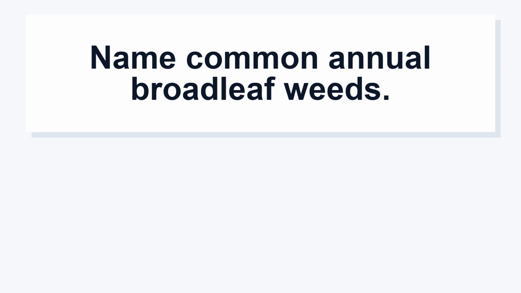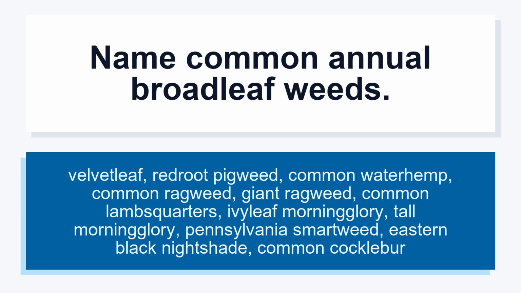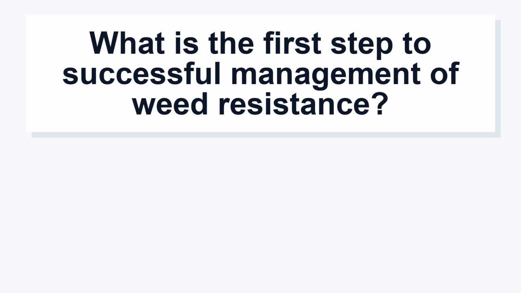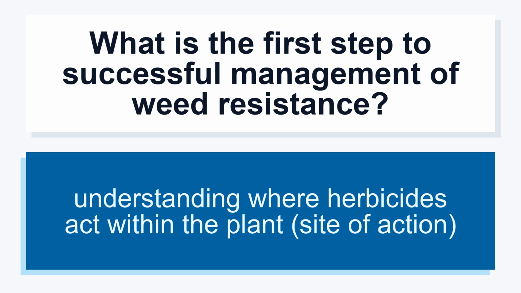Name common annual broadleaf weeds. Velvetleaf, redroot pigweed, common waterhemp, common ragweed, giant ragweed, common lambsquarters, ivyleaf morningglory, tall morningglory, Pennsylvania smartweed, eastern black nightshade, common cocklebur. What is the first step to successful management of weed resistance? Understanding where herbicides act within the plant, site of action.